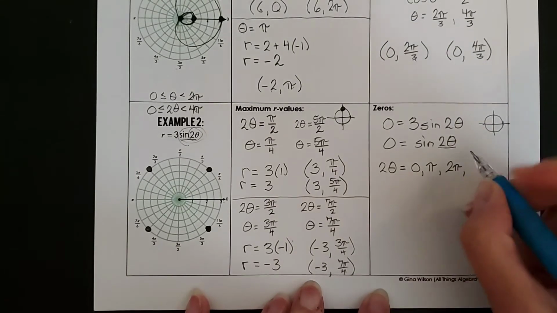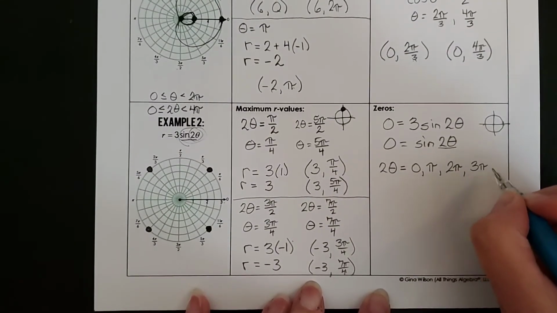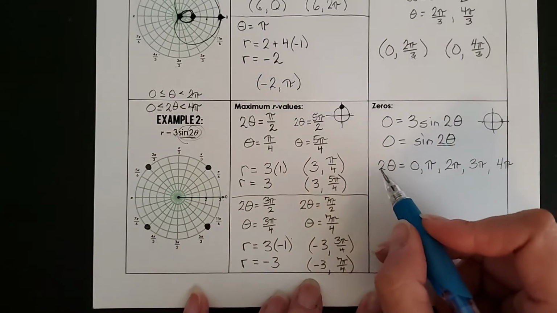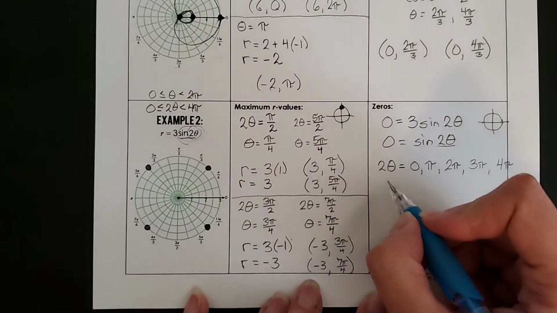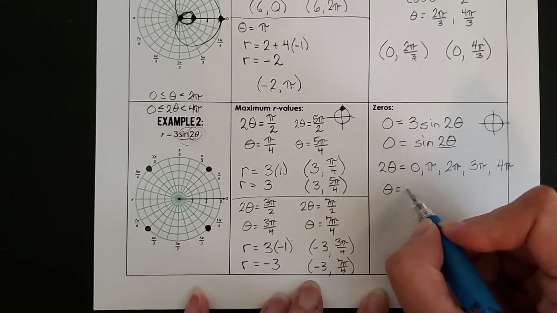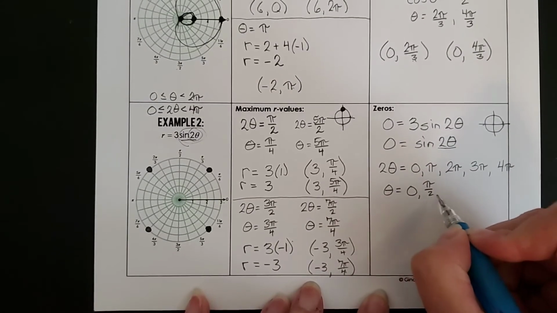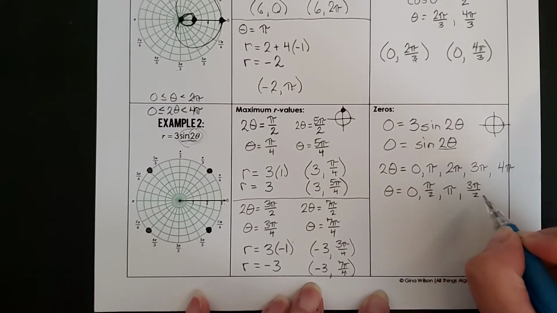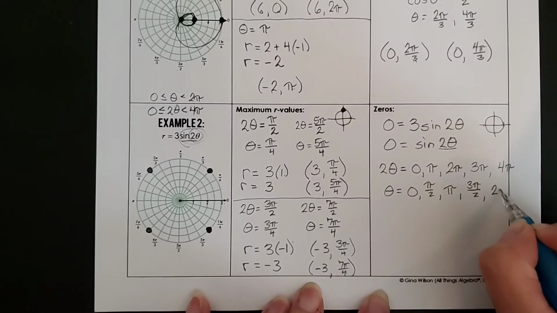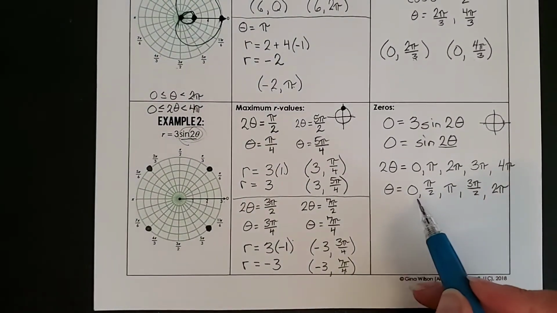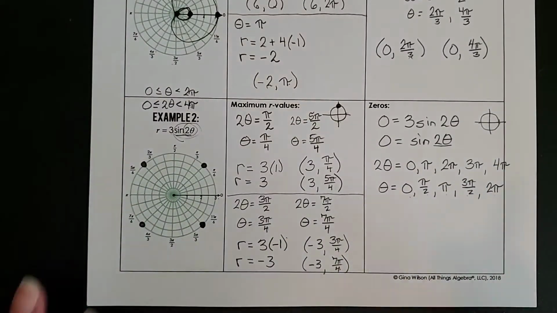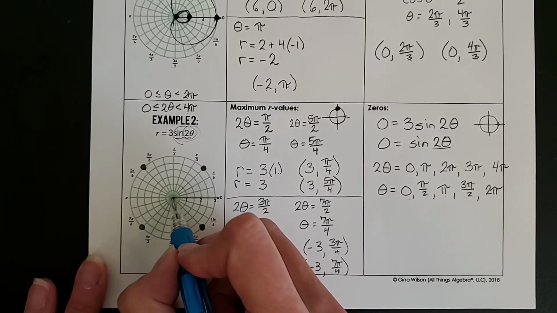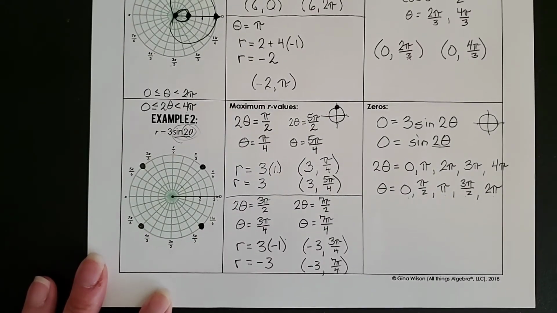And I want to keep going to 3 pi, and then 4 pi takes me all the way back home. Now, 2 theta is equal to each of these, so I'm just going to divide each one by 2. So 0 divided by 2, pi divided by 2, 2 pi divided by 2 is pi, 3 pi divided by 2, and 4 pi divided by 2 is 2 pi. At all of these angle measures, we are back to the pole right here at that center point.